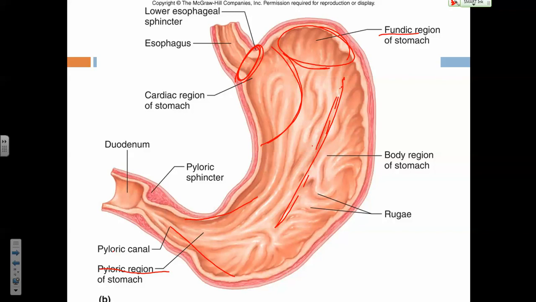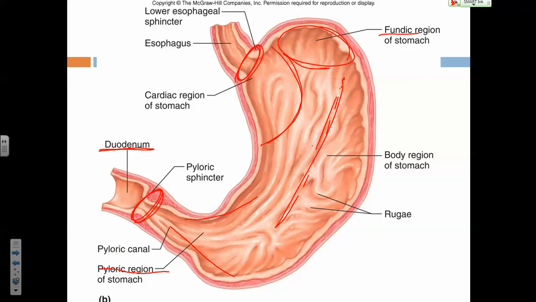I'm not going to ask that you distinguish between pyloric region and pyloric canal. Just know that pyloric is the lower end. And that's what connects to the small intestine. And duodenum is the first part of the small intestine. You can say that duodenum also. But we'll study that when we do small intestine. There's another sphincter muscle right here that controls the movement of the food from the stomach into the small intestine, and it's called the pyloric sphincter.